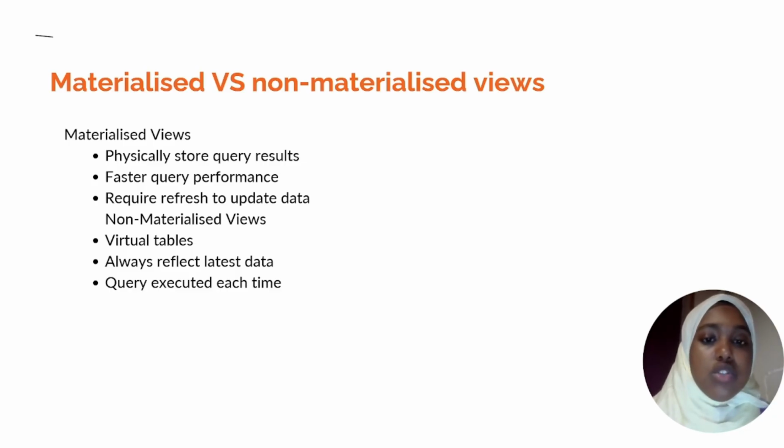Non-materialized views, however, don't store data physically. Instead, they execute the underlying SQL query each time they are accessed, ensuring that the data is up to date. However, this approach can lead to slower performance when dealing with complex queries or large volumes of data. The key difference between the two is that materialized views prioritize performance at the cost of requiring maintenance, whilst non-materialized views prioritize accuracy and real-time data access, but may reduce performance. By understanding this difference, we can choose the most appropriate type of view depending on the system's requirements.